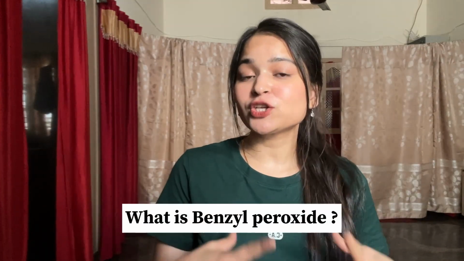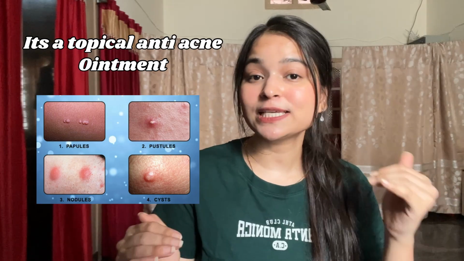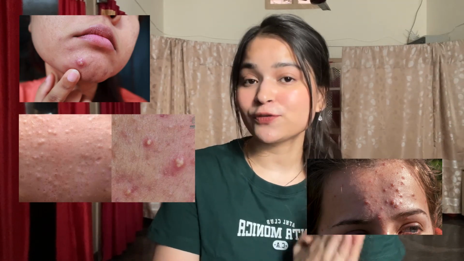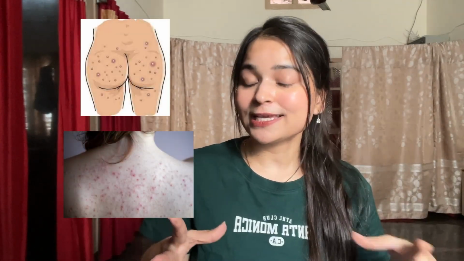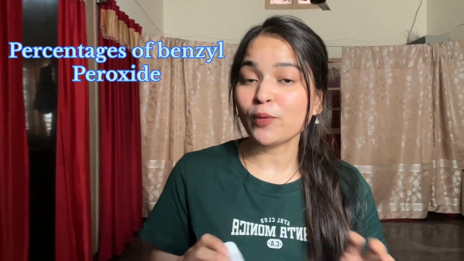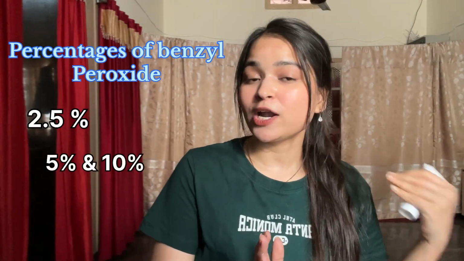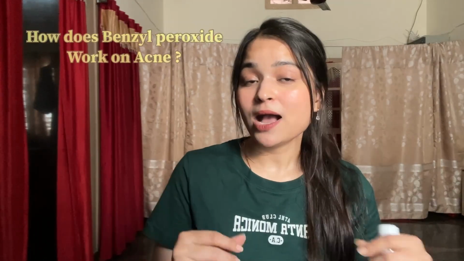So let's see what actually is benzoyl peroxide. It's a topical anti-acne treatment which helps in reducing inflammatory acne like cystic acne, pustules or pus-filled acne, also mild comedonal acne like whiteheads and blackheads, and even helps in treating body acne like butt acne or back acne. Benzoyl peroxide is available in different percentages like 2.5%, which I have right now, and it also comes in 5% and 10%. In today's video I'll be talking about 2.5% benzoyl peroxide. So let's see how it actually works.